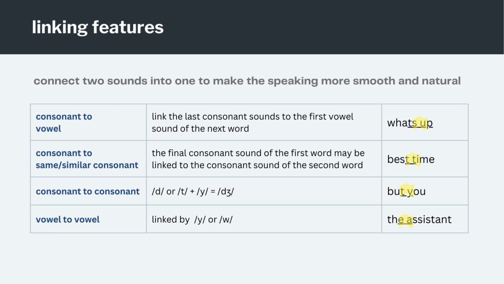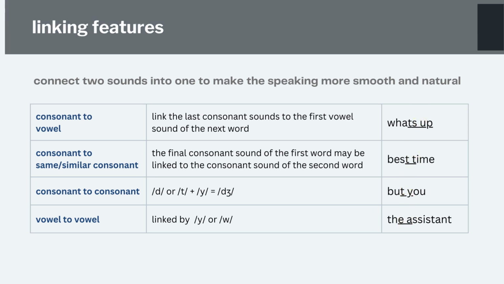These are the 4 basic ones that can help you sound more natural. They're obviously more complicated and specific rules. If you're interested, you can search for more information or buy a book on pronunciation.